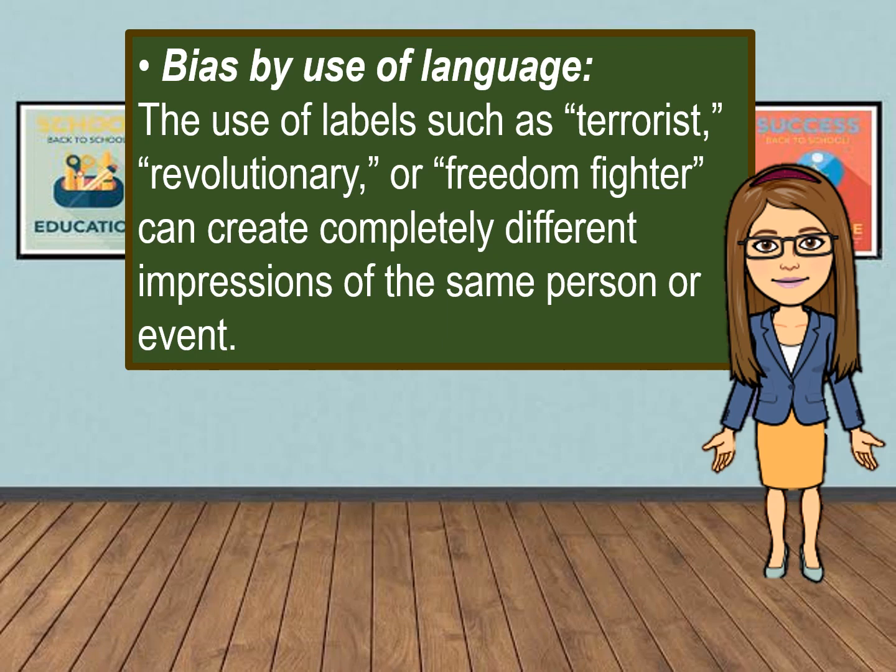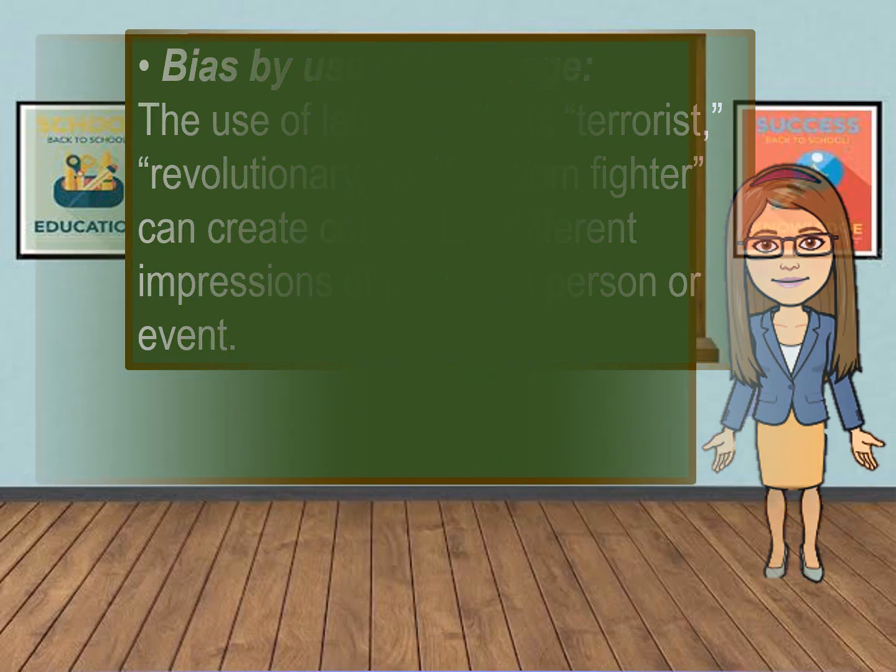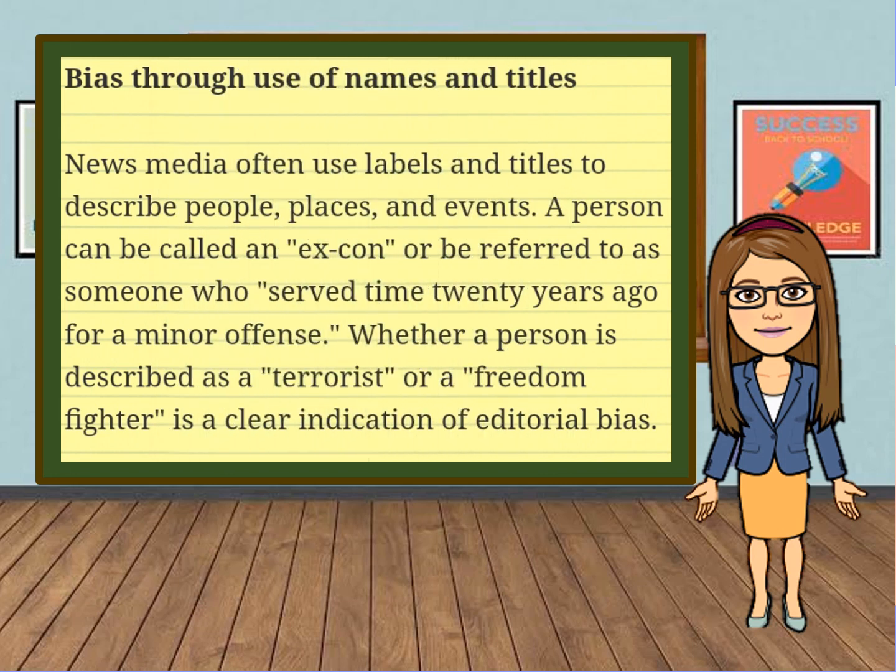Bias by use of language. Bias through use of names and titles. News media often use labels and titles to describe people, places, and events. A person can be called an ex-con or be referred to as someone who served time 20 years ago for a minor offense. Whether a person is described as a terrorist or a freedom fighter is a clear indication of editorial bias.